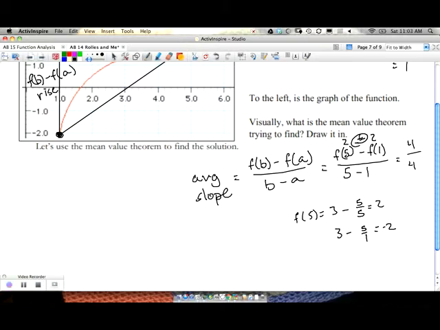So we get the same result algebraically. I just want to show you that, let's say you couldn't draw a picture. Can we still do the algebra? Yes. And it equals 1. The average slope equals 1.